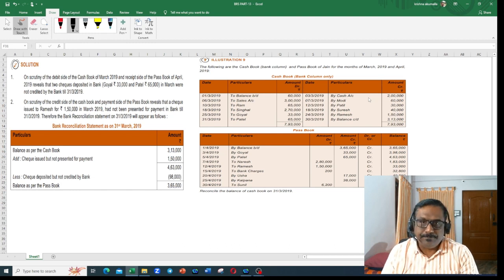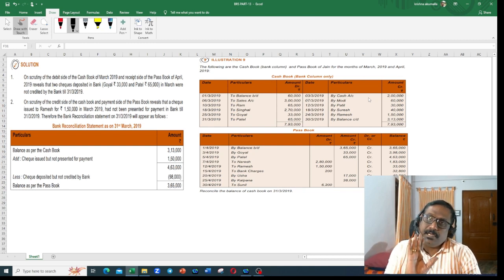So how do we perform? Before getting into that, let me tell you one important point. Whenever cash book and passbook are given for the same months, how the reconciliation will be performed, let us discuss that, and then we get into this problem. In general, what will happen?